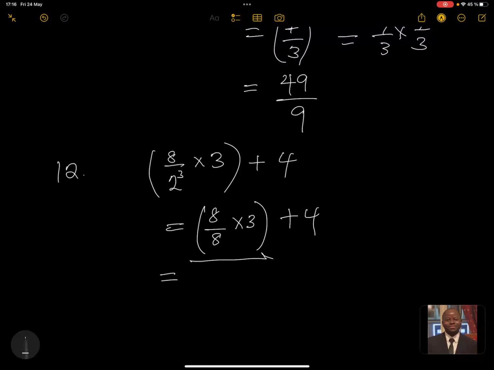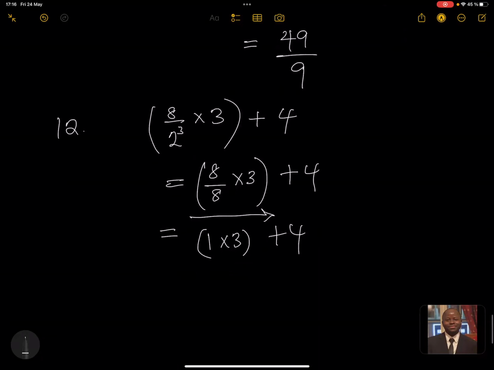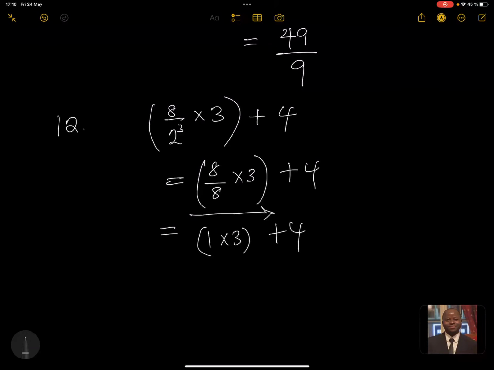From left to right, you will see 8 divided by 8 first. So 8 divided by 8 is 1, multiplied by 3, plus 4. Is it okay? So you have 1 times 3 is 3, plus 4. The answer is what? It is 7. All right?